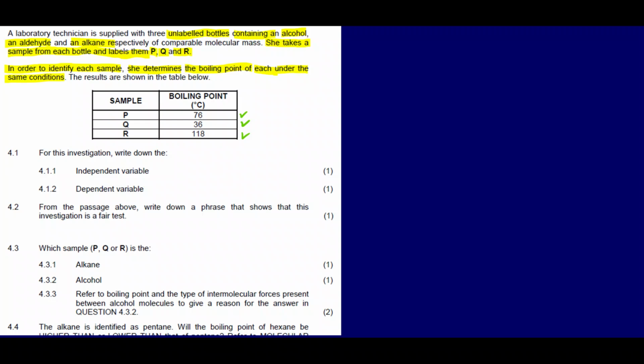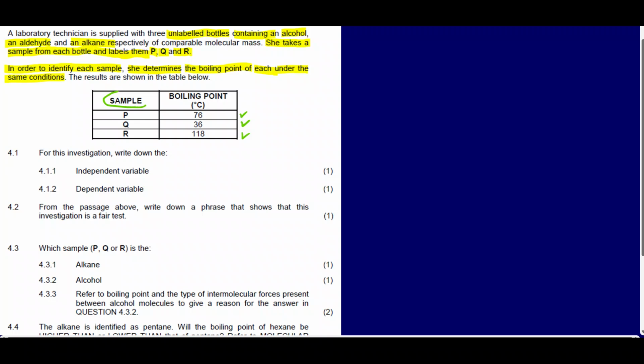From this investigation, let's do the first question. We have to write down the independent variable. Remember, the independent variable here is the sample, because the samples are not depending on anything, but the dependent variable is going to be the boiling point.